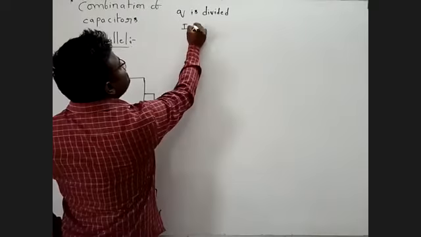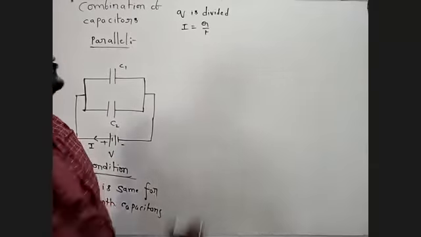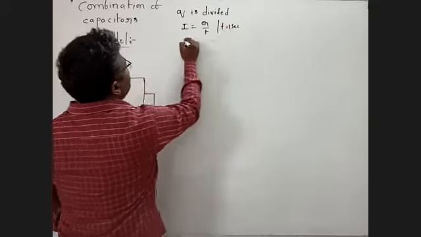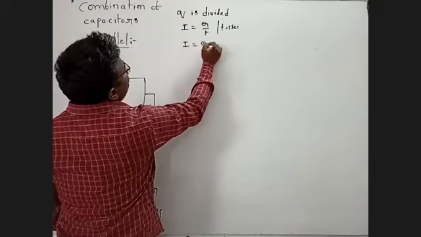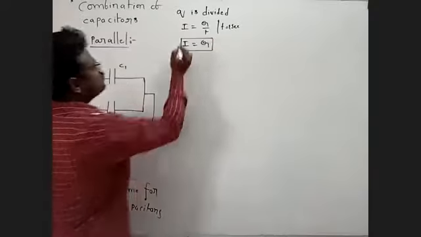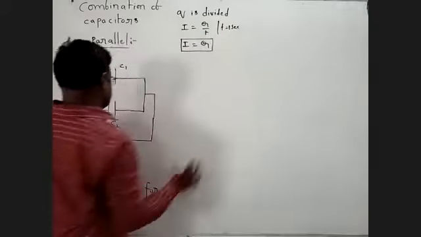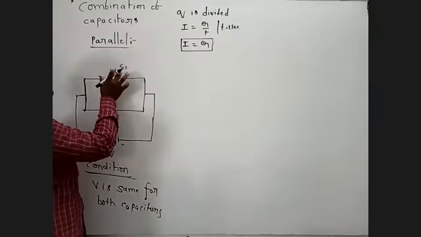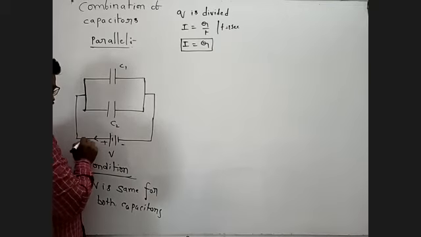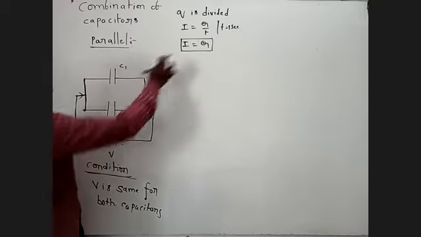You know very well that the current I is equal to Q by t. This is the current I, which is reaching this point. The charge Q is entering the junction point.